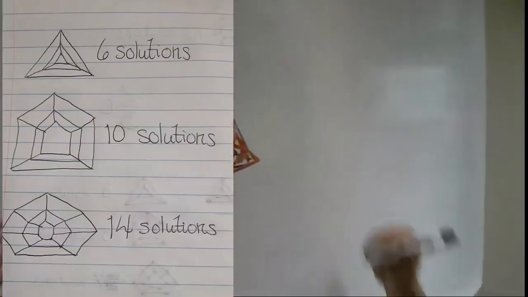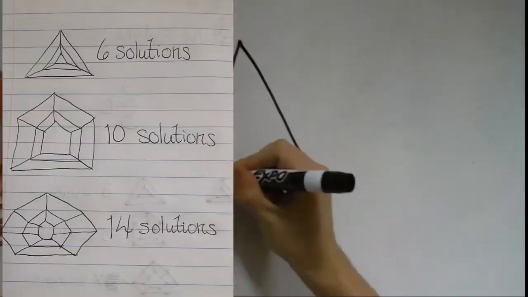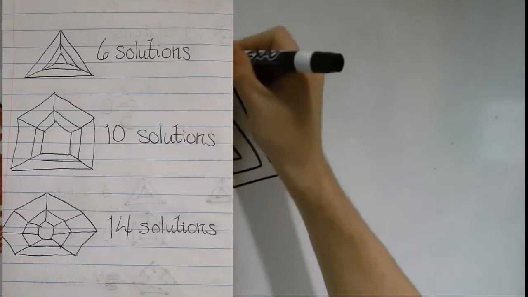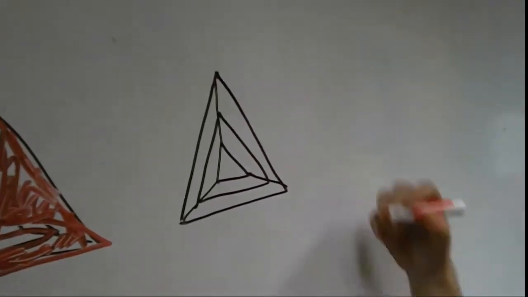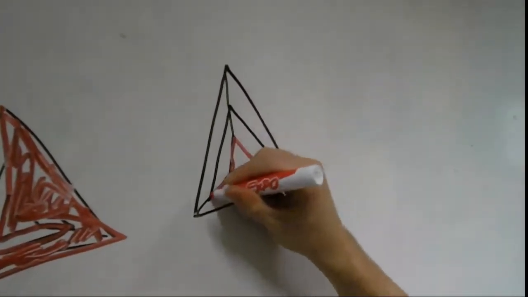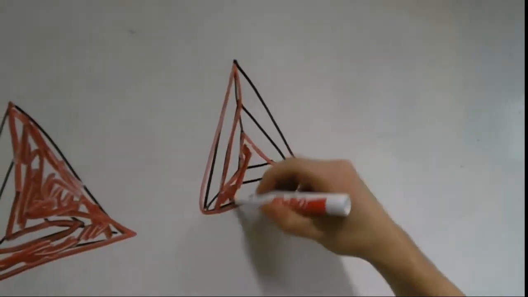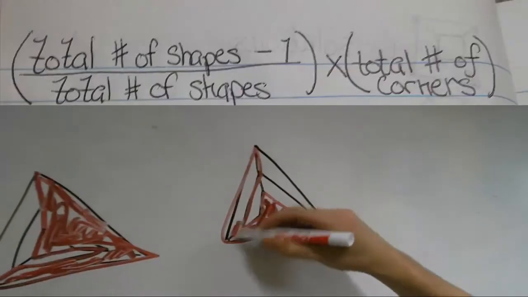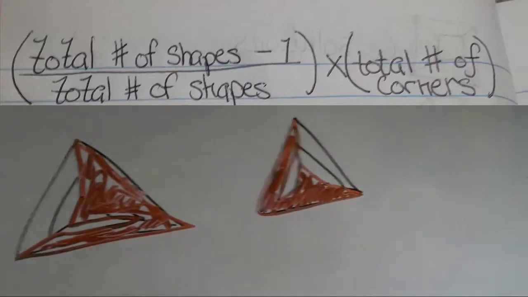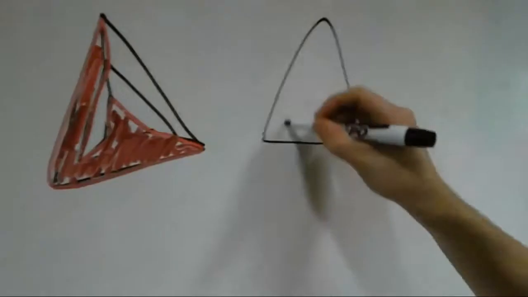To verify this, we tested the pentagons and found 10 possible Hamilton cycles. We also tested heptagons and found 14. So from this we hypothesized that for odd polygons drawn as these graphs, the amount of possible Hamilton cycles must be the amount of polygons minus 1 over the total amount of polygons multiplied by the total amount of corners.